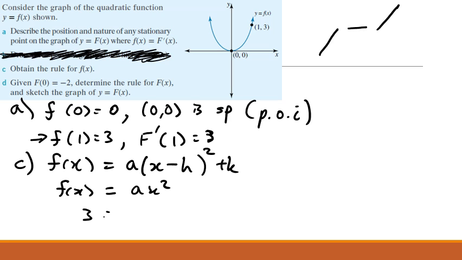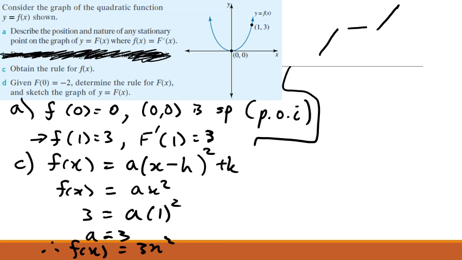So 3 equals a times 1 squared, so a is 3. So then f of x is equal to 3x squared. Now remember, that's a derivative, not the full graph.